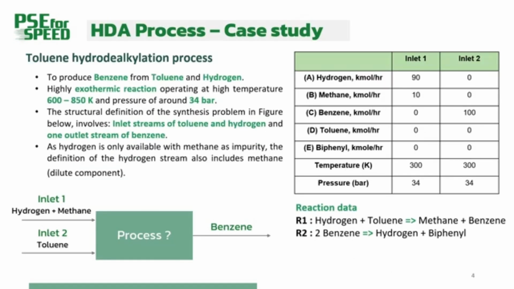As mentioned earlier, we are going to use ProCAFD to generate sustainable designs for the HDA process. The HDA process, or toluene hydrodealkylation process, is the process that produces benzene from toluene and hydrogen. The reaction of this process is highly exothermic, which operates at high temperature around 600 to 850 K and pressure around 34 bar. Since the HDA process has many process alternatives that can produce benzene, we can use ProCAFD in order to find the best process alternative, and all of this will be demonstrated in ProCAFD.